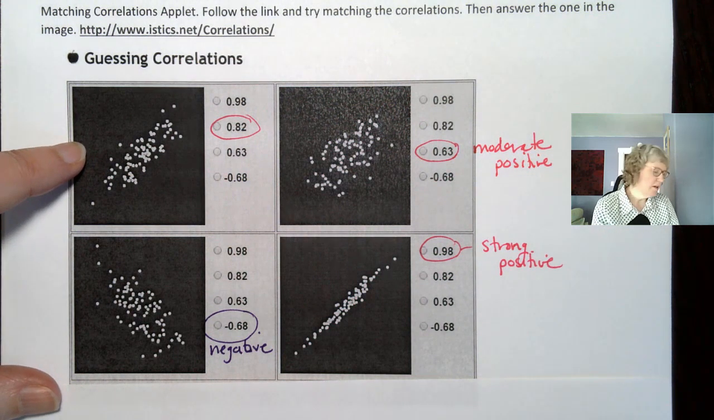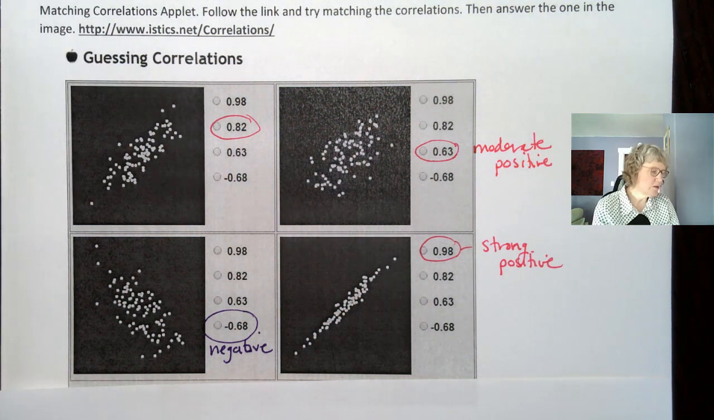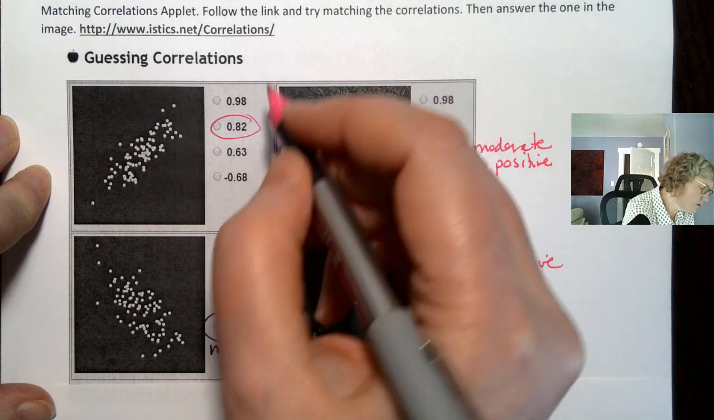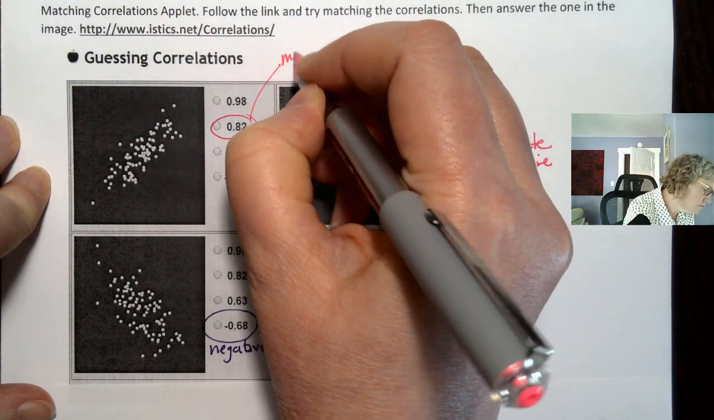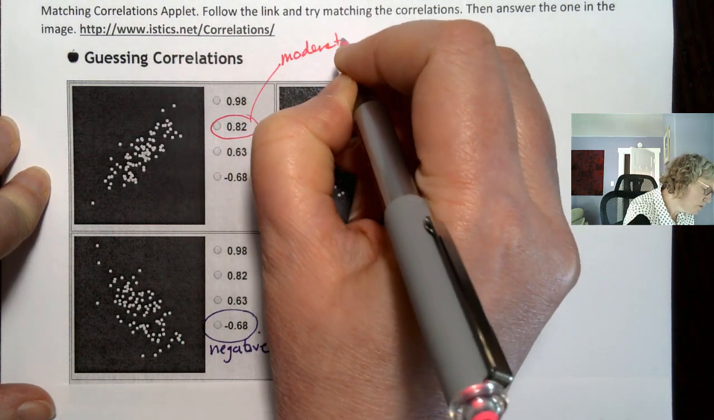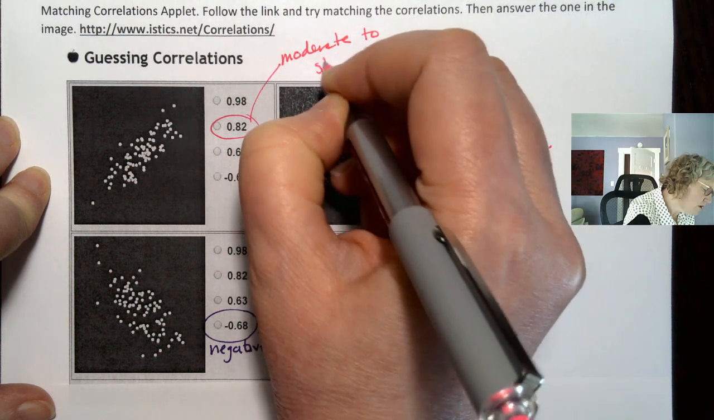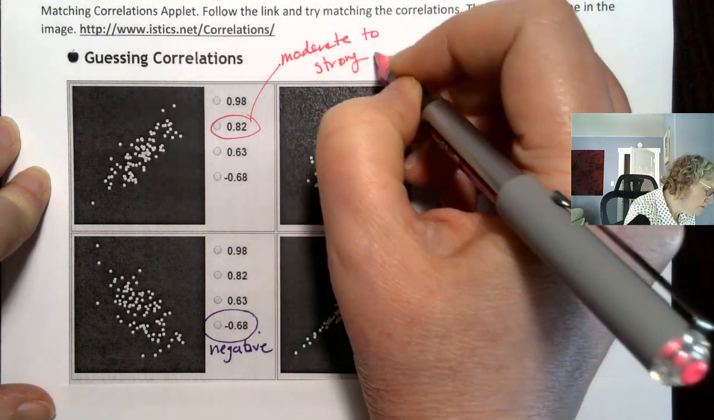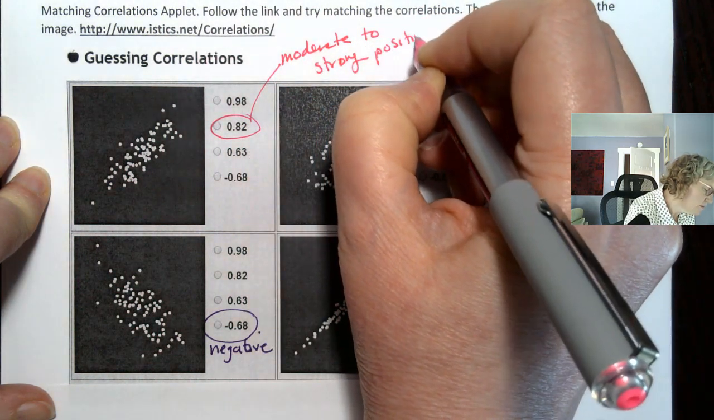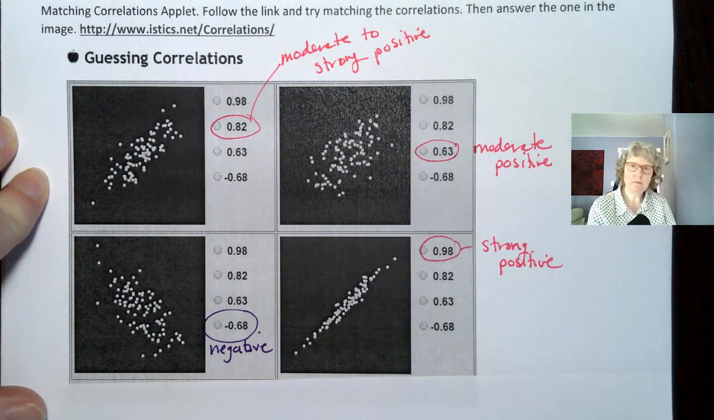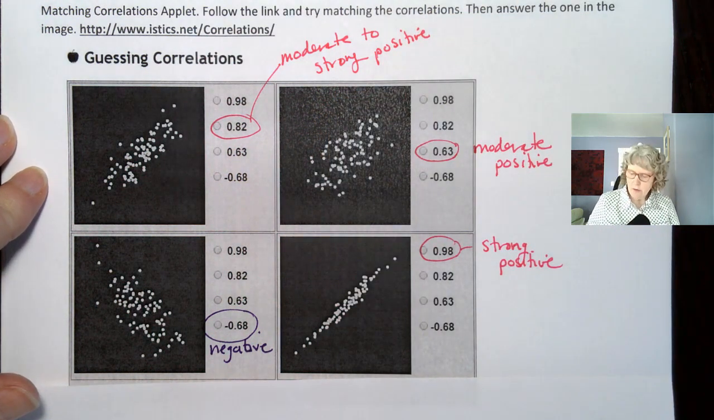Okay, by my number line, the 0.82 is still strong. I'm going to say moderate to strong, because it's kind of on the borderline. Moderate to strong, positive. Okay, so one more thing.